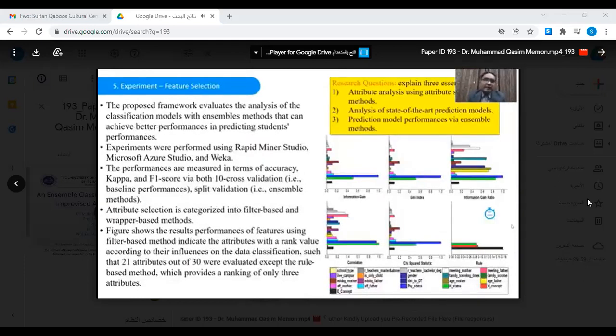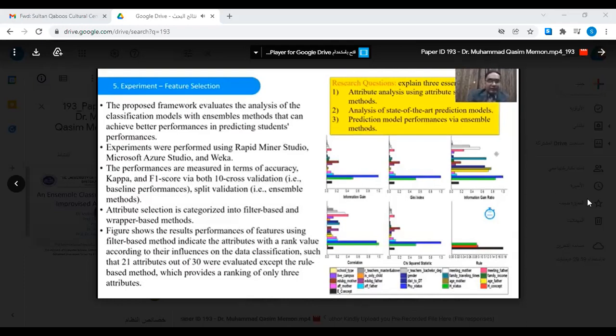Next, we have experiments, and we have divided our experiment into 4 different categories. First, we evaluate our features and how important they are. To evaluate features, we use filter and wrapper-based techniques. And in this work, we are addressing 3 research questions. In the top right corner, you can see these 3 questions: attribute analysis using selection methods, meaning what are the attributes that we should use; analysis of state-of-the-art prediction models; and prediction model performance ensemble. So one by one, we'll address these questions.